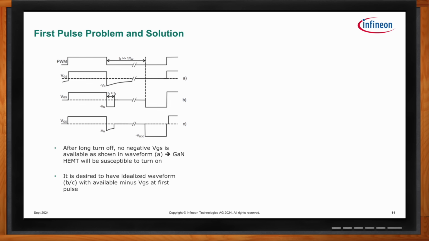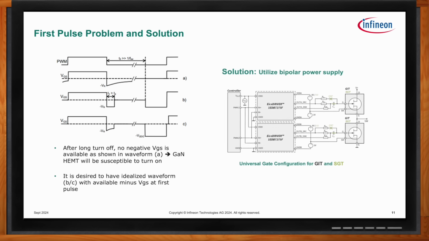And in fact, in this slide, the waveforms on the top left again highlight the decaying negative VGS, which makes the device susceptible to this undesired turn-on. And this is shown in the graphs A. And the waveforms B and C show idealized conditions, which indicate not only an immediate negative voltage to mask the spurious event, but also an available negative VGS after the required elapse of time.